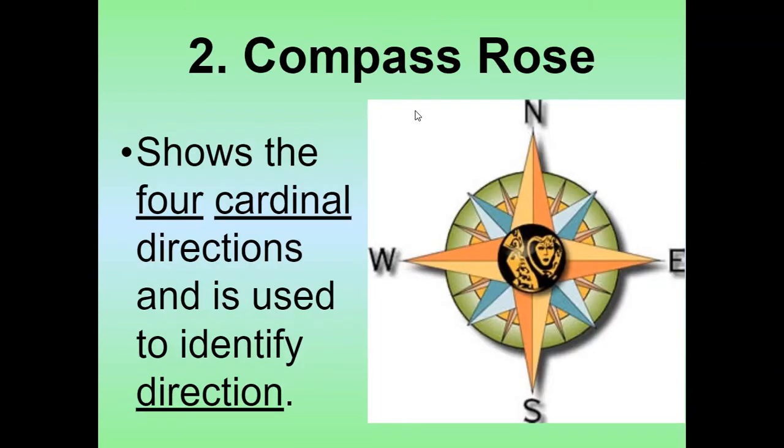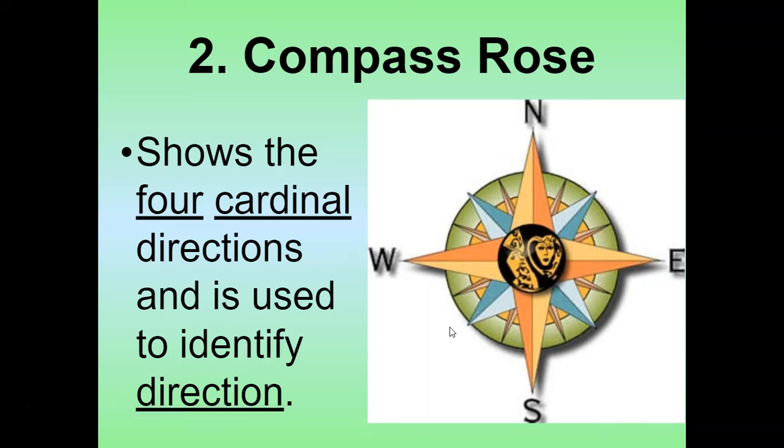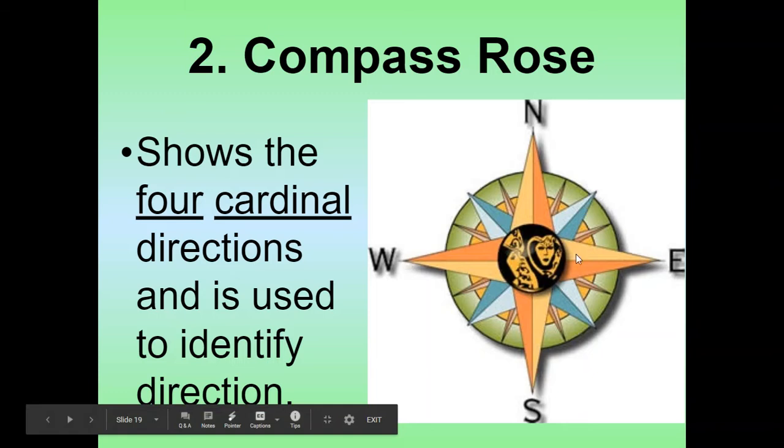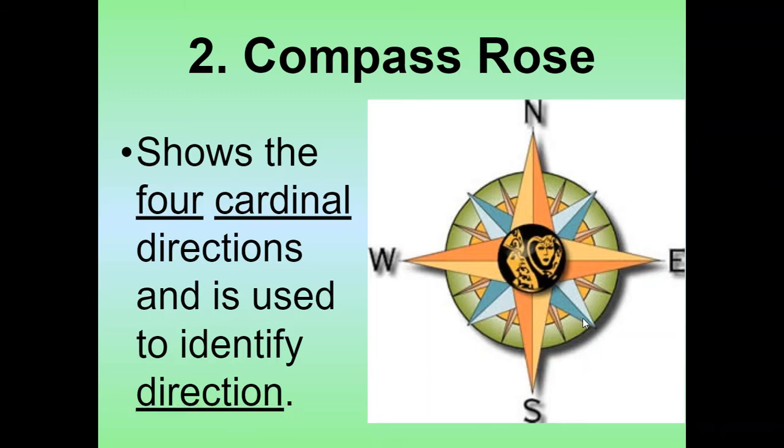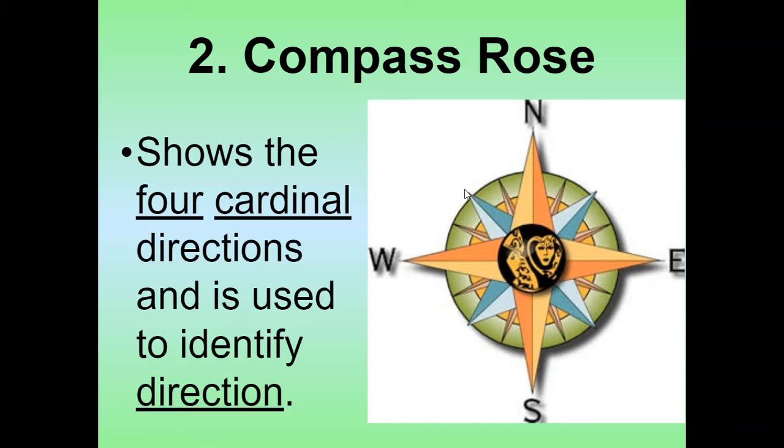Next, you must have a compass rose. The compass rose shows four cardinal directions and is used to identify directions. So we have north, east, south, west. You also have intermediate directions, like for example, southeast, southwest, northwest. So this is your compass rose. Every map must have a compass rose because it tells us the direction of things on the map.